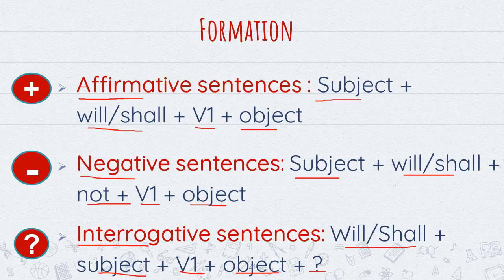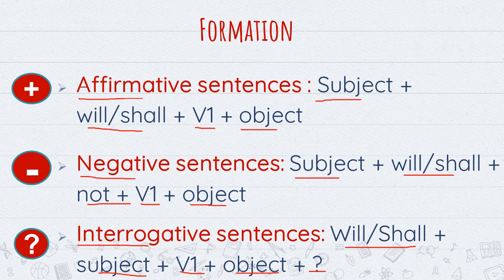Now I am going to tell you the formation. Subject plus will or shall plus verb first form plus object for affirmative or positive sentences, and for negative sentences we use not just after will or shall. So it becomes subject plus will or shall plus not plus verb first form plus object.